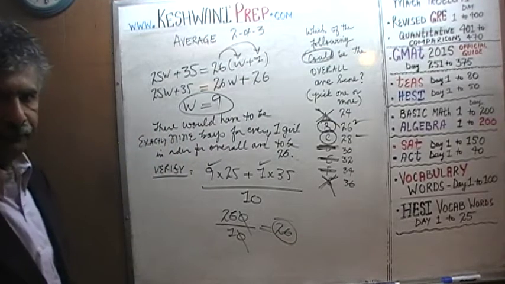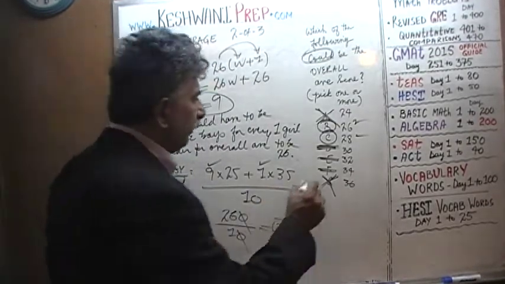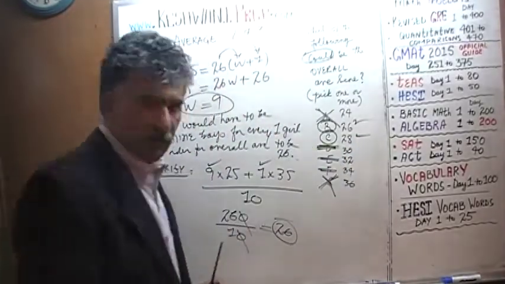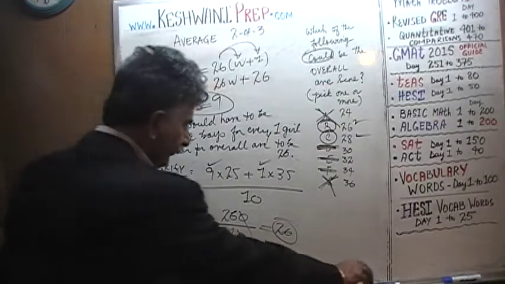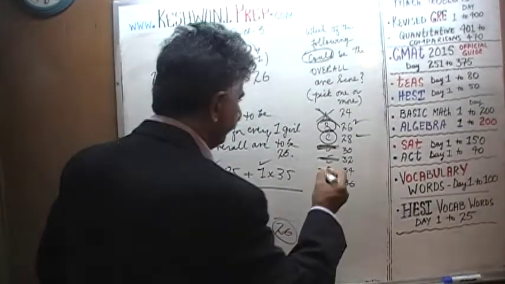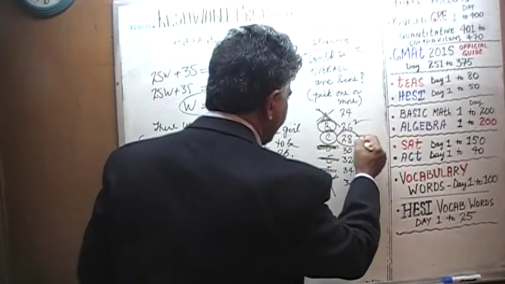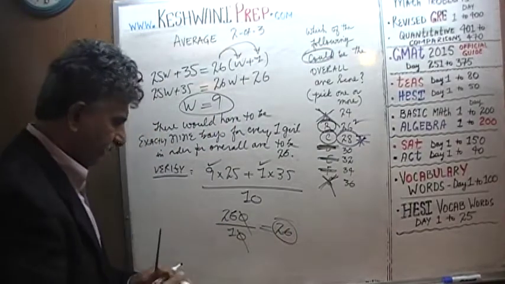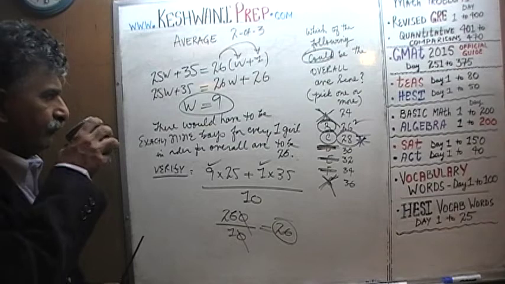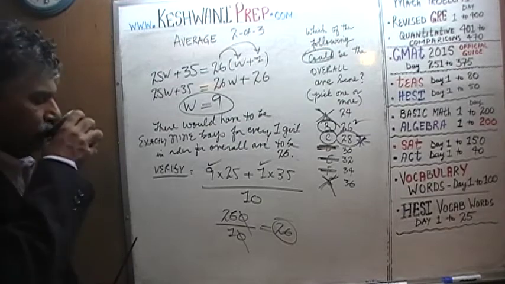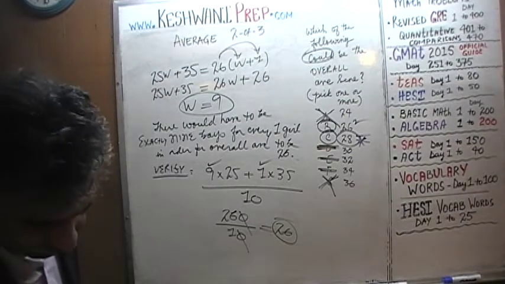There you go. Now you find out yourself what the ratio would have to be in order for it to be 28. This one right here. You can do it yourself. It's the same exact procedure. Let's do it on the top if you like.